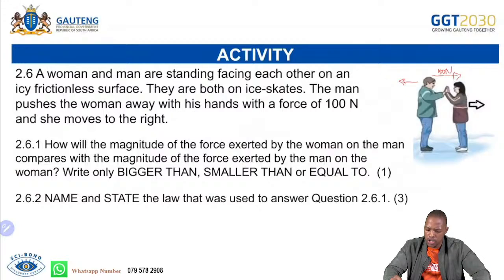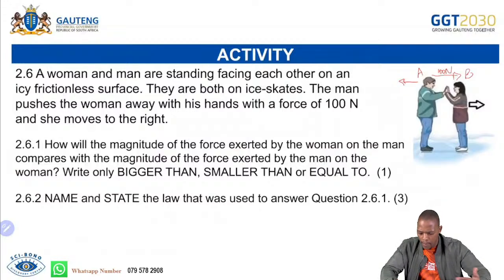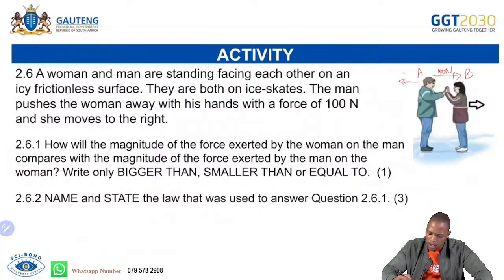When the man pushes, man becomes object A, woman becomes object B. When object A exerts a force on object B, object B simultaneously exerts an oppositely directed force of equal magnitude on object A. So when a man pushes the woman with 100 newtons, the woman will also push the man with the same amount of force, 100 newtons. So we expect that the man should also move to the left while the woman moves to the right, and they separate.